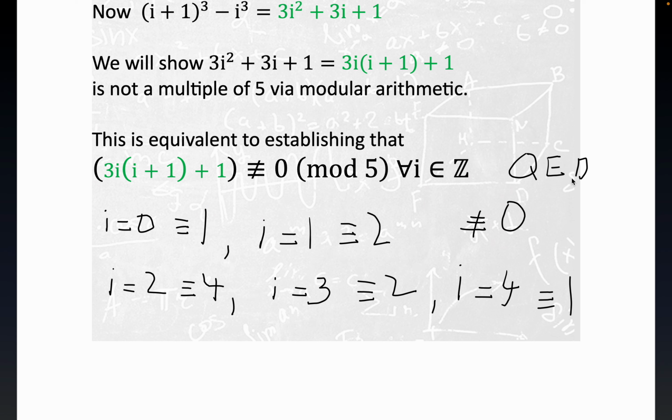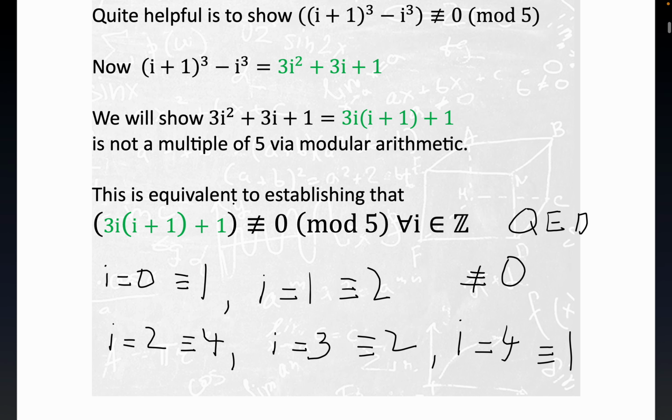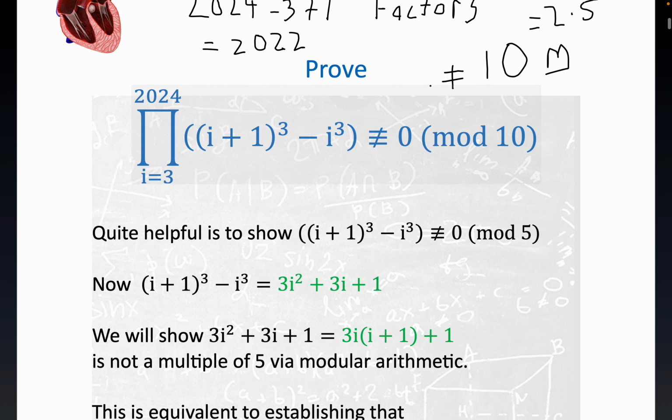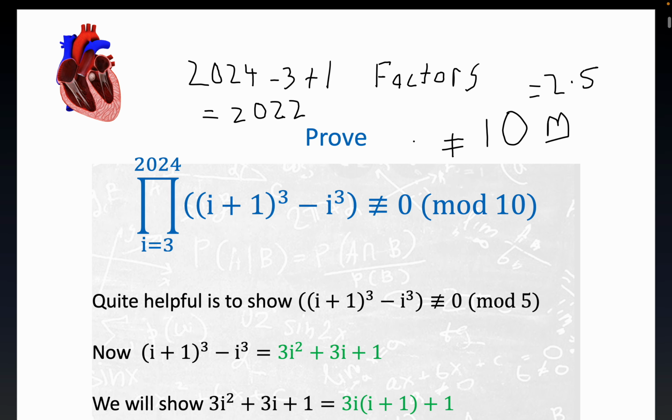That's it. I may have made some mistakes on the congruence arithmetic, but I don't think I did. We showed demonstrably that all of these factors are not multiples of 5, hence the product can't be a multiple of 10. So that finishes the proof.